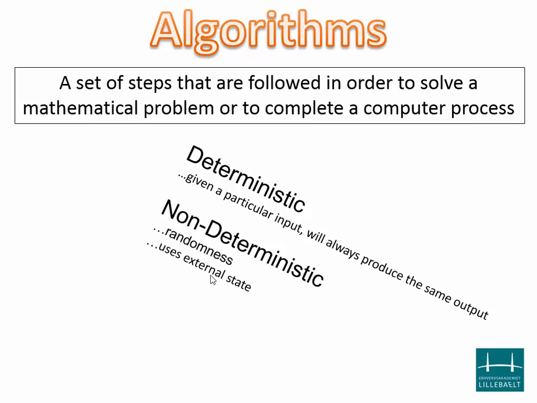Algorithms can be deterministic, which is, given a particular input, it will always produce the same output. This is quite easy to test. And usually an algorithm is like that, but there are non-deterministic algorithms. They are non-deterministic because they use, for example, randomness or external states. The algorithm does stuff depending on the content of the database, the weather, the temperature, the day of the week, or whatever, external states.